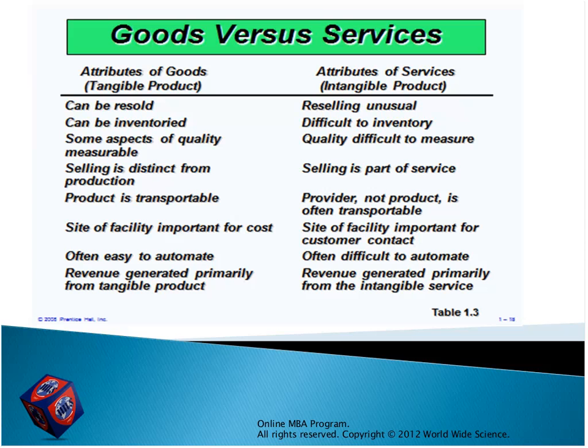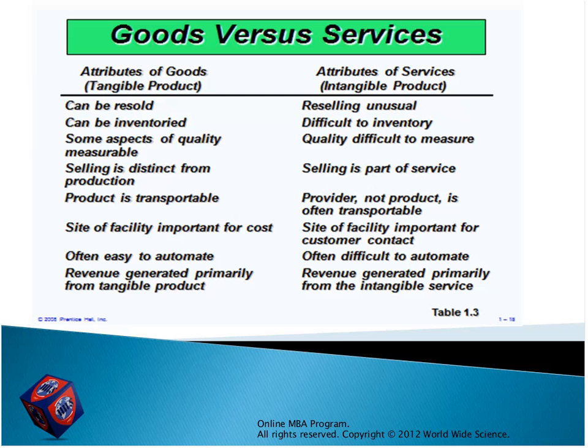It means that because the goods are tangible, some of attributes are different from services. For example, they can be resold, they can be inventory. It means that you can keep them in a store and then resell them because they are tangible. But this is not true for services.